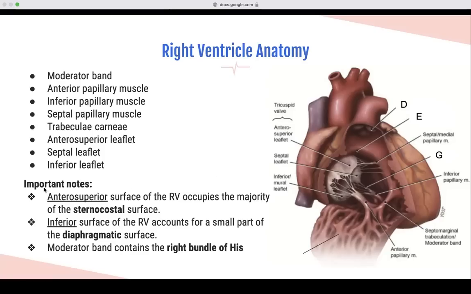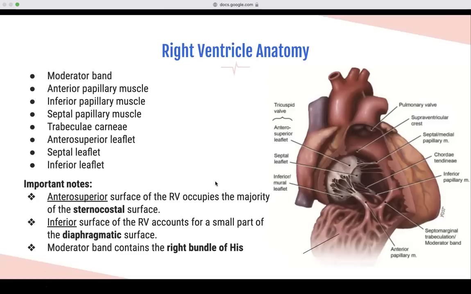Okay. So the anterior superior surface of the right ventricle, as we said, occupies the majority of the sternocostal surface. And the inferior one is the diaphragmatic surface. Okay. These are other terms that you can look at. Supraventricular crest.